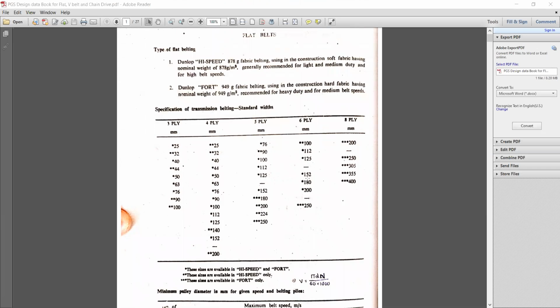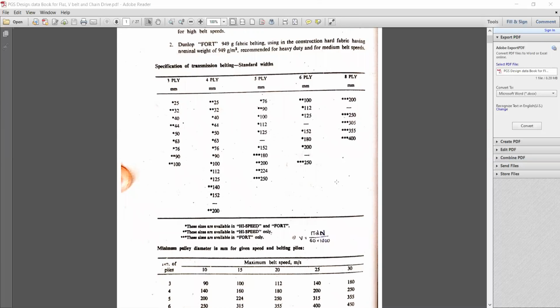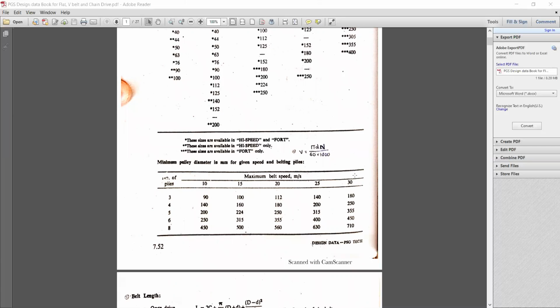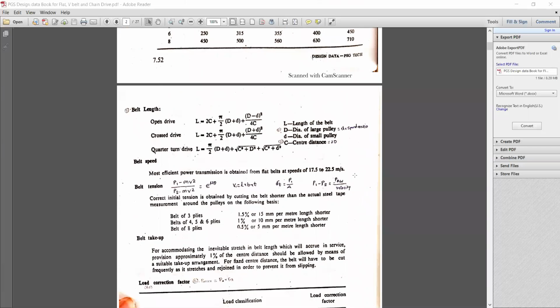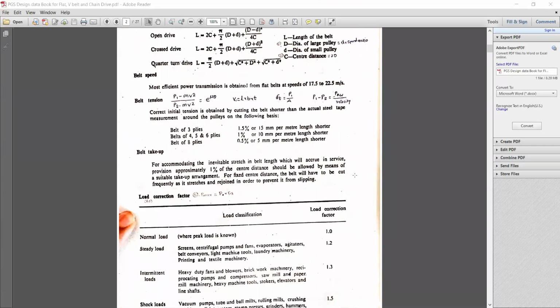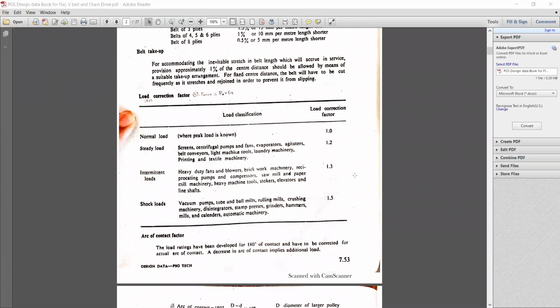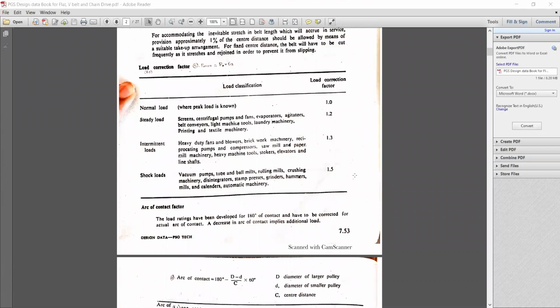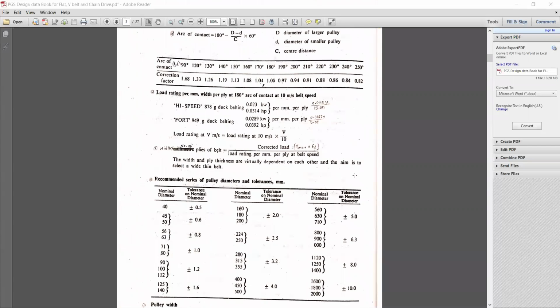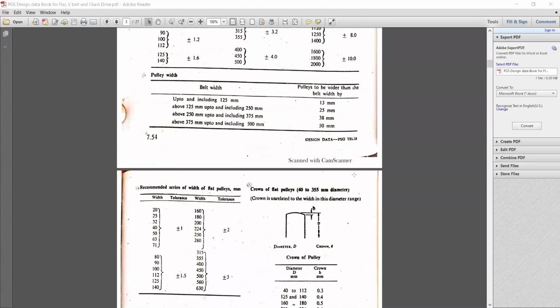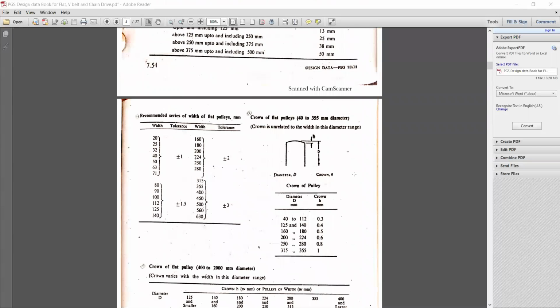7.52. So the basic information about the type of belt, flat belt, then basic specification based on the number of plies, then minimum pulley, then belt length, speed, tension, belt take-up system, then load correction factors, arc of contact. So these are the basic information which is provided over here.